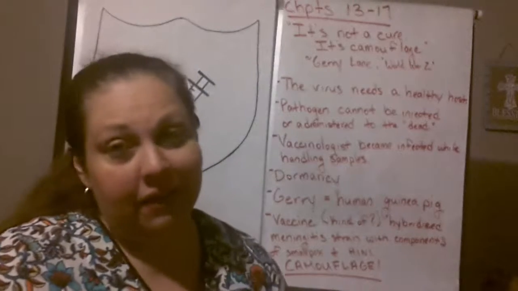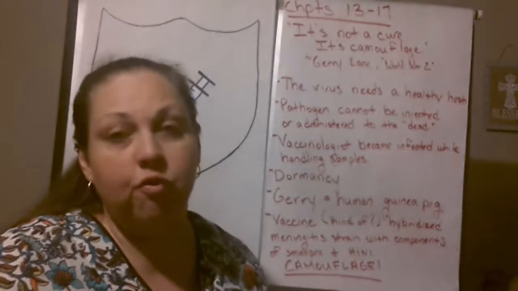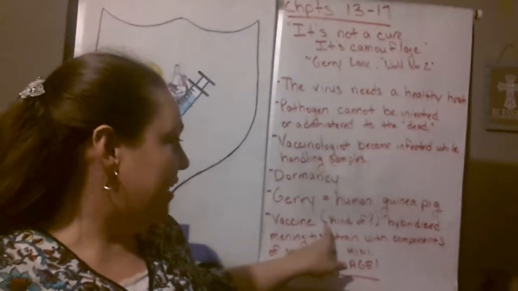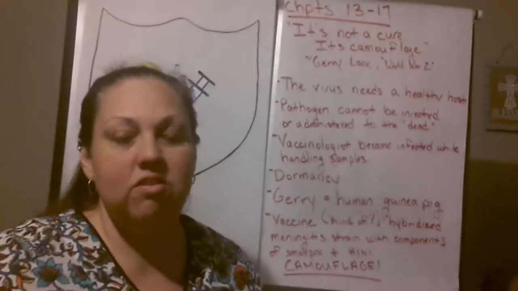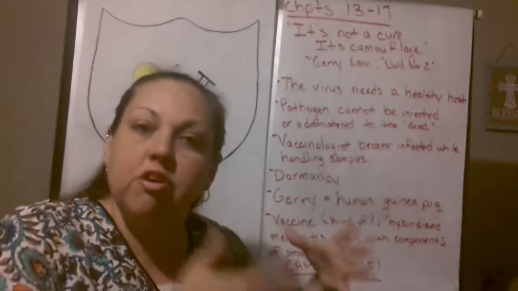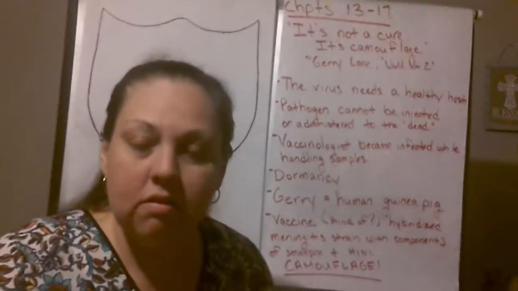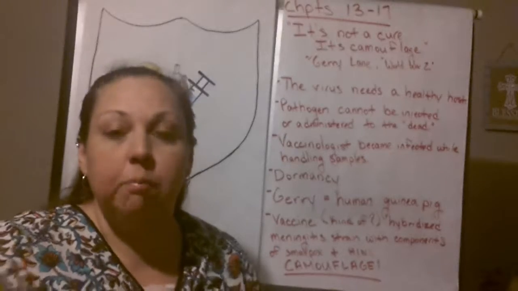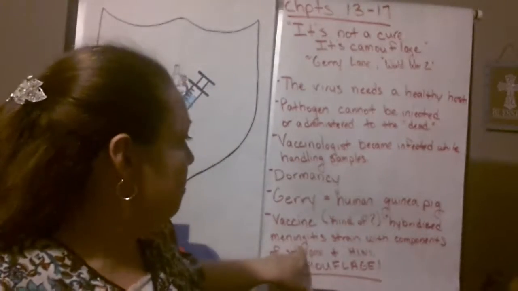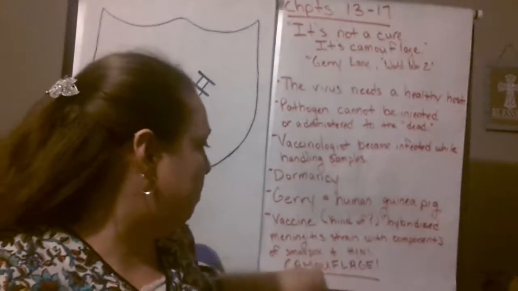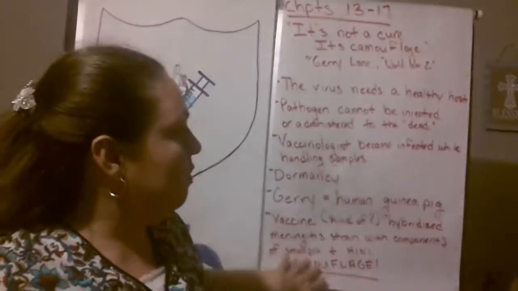Jerry equals a human guinea pig. He ends up making himself a guinea pig to test his idea of using some form of camouflage. We use a vaccine. I say kind of, because it's not really a vaccine. We're not injecting something into ourselves. A vaccine is injecting something or inoculating yourself with a portion of a pathogen so your body is able to recognize it and either lessen the symptoms or completely kill it within our own body system. So it's not really a vaccine, but it's a hybridized meningitis strain with components of smallpox and H1N1. Camouflage. Okay, so this is what we've learned in this last segment.